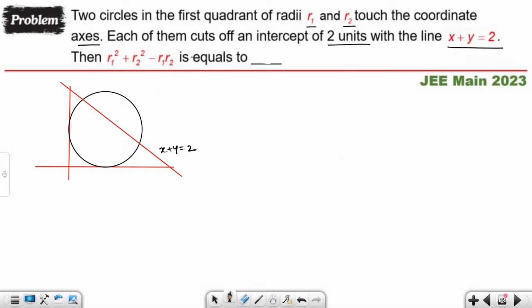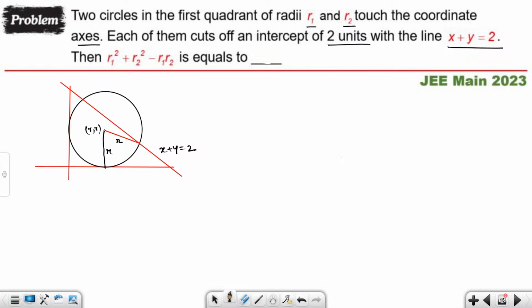So the 2 circles are in the first quadrant. So naturally, I will take the center to be r comma r. Let us say we are taking the center as r comma r. That is, this length is r, right? This is actually the radius of the circle, which is the same as r. If I join this center with this point, this will also be equal to r, because it is the radius of the circle. Yes, this is also r.